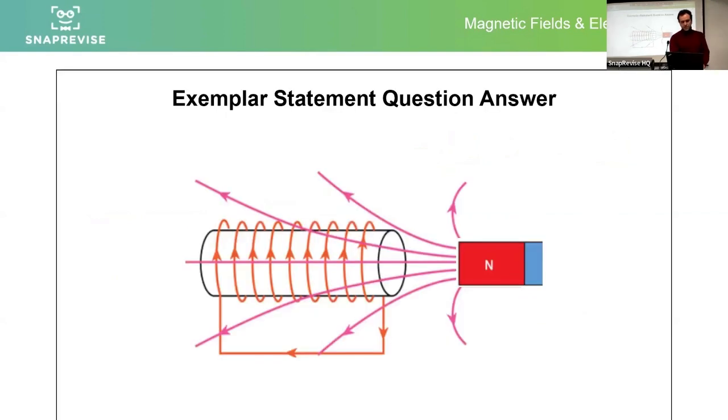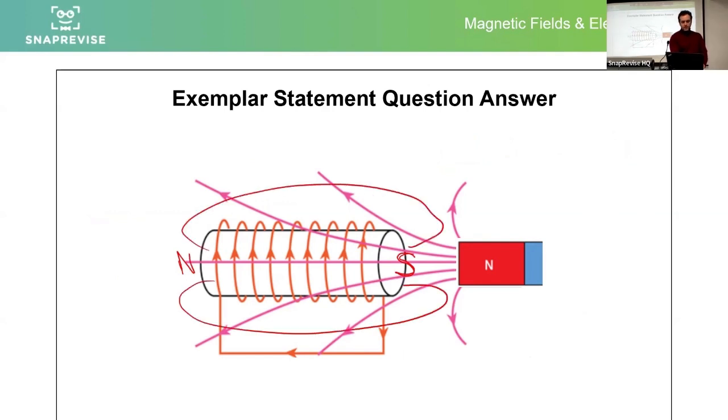Yeah, well, here's the diagram of what it would look like. It would be going clockwise from this perspective. So this is indeed the south pole, this is the north pole. And our induced field would look a little bit like that.